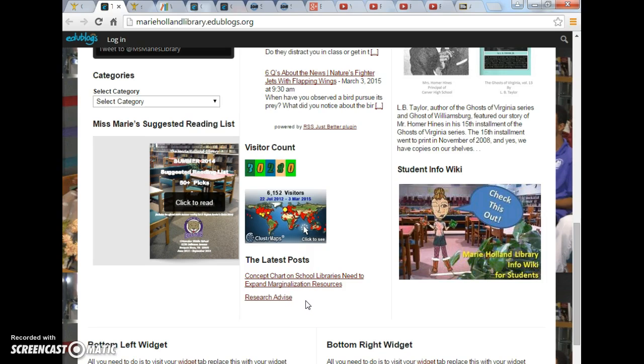Again, this library website does an excellent job in providing resources to its stakeholders in a variety of formats, both in the library and online.